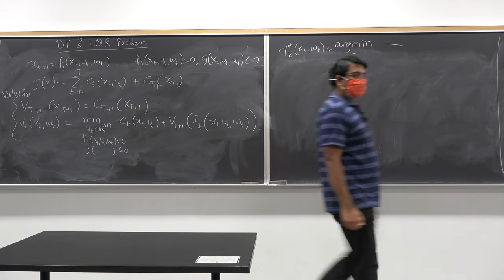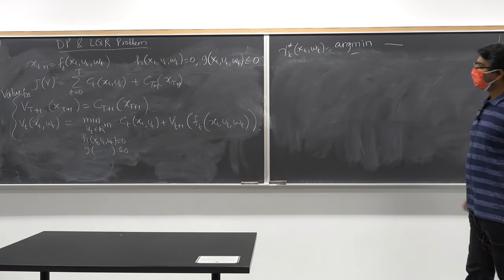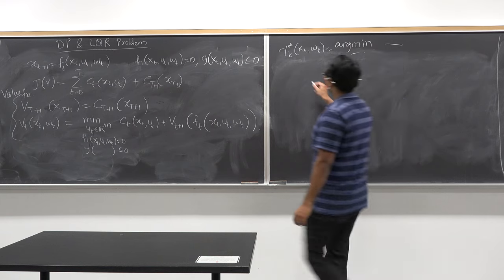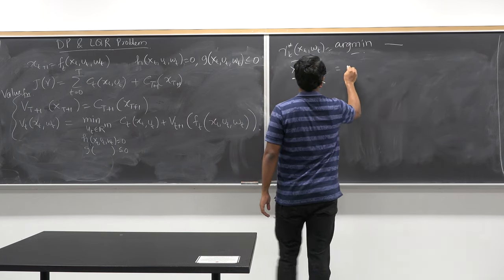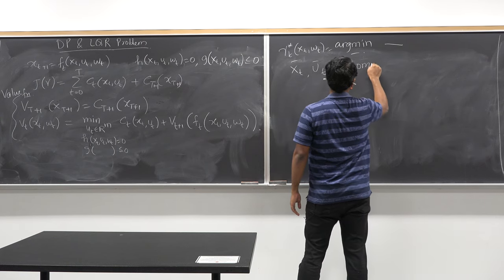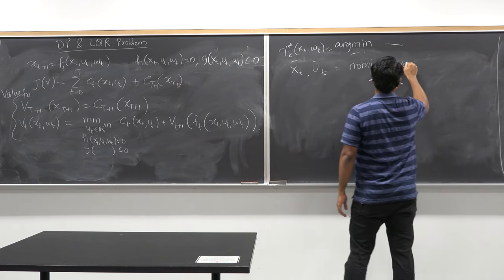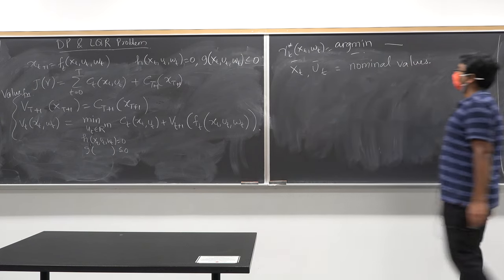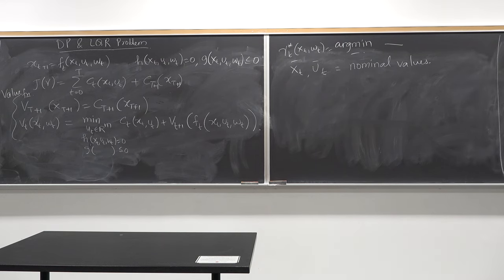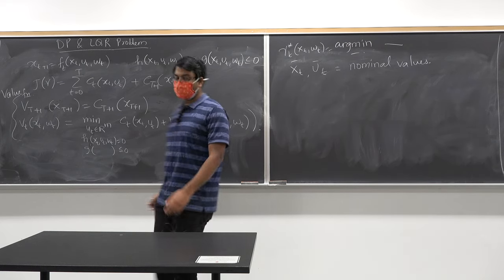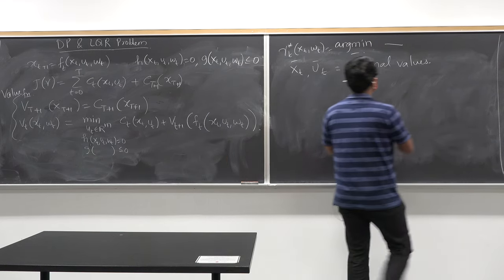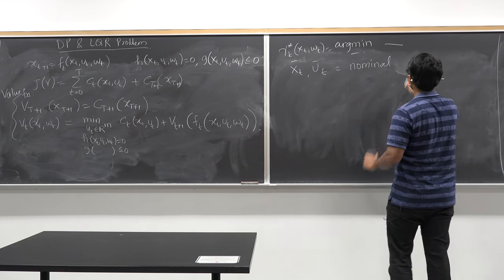So here is what we will do. We will let x bar t and u bar t denote the nominal values. And we want to look at the system around this nominal value. We want to look at the evolution of the system around this nominal value, or nominal trajectory. Let me call it nominal trajectory, not values, because value is already taken.